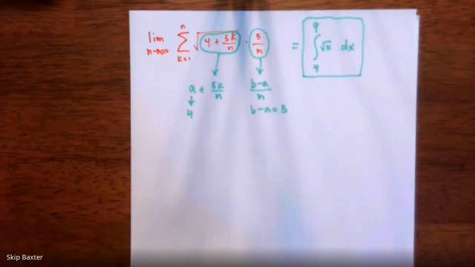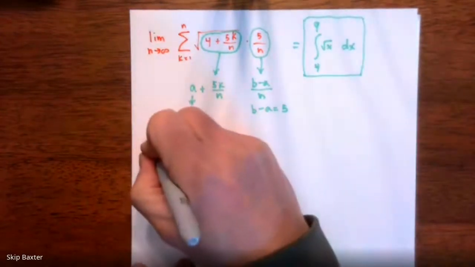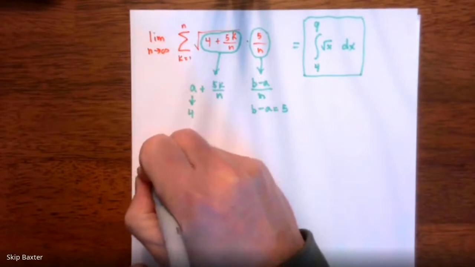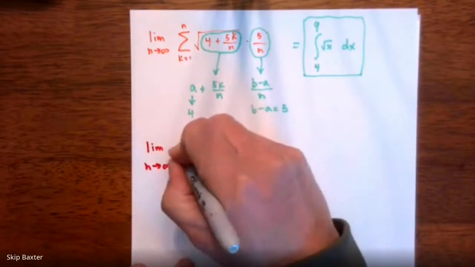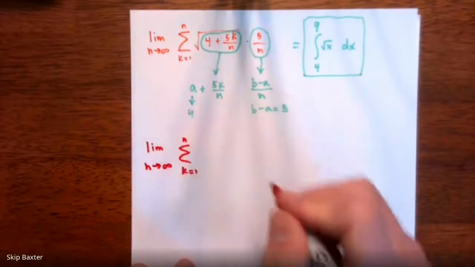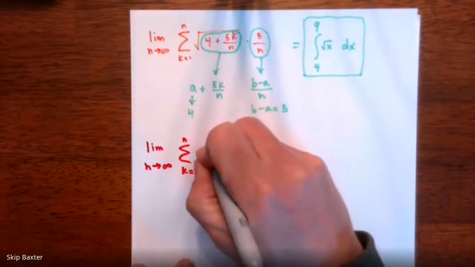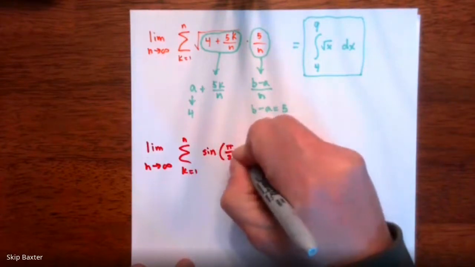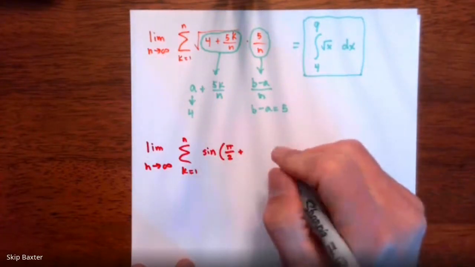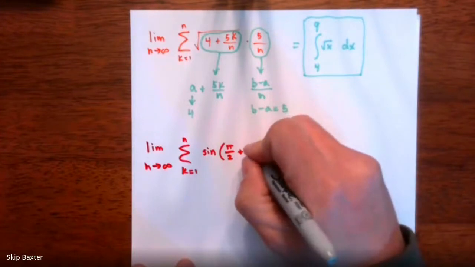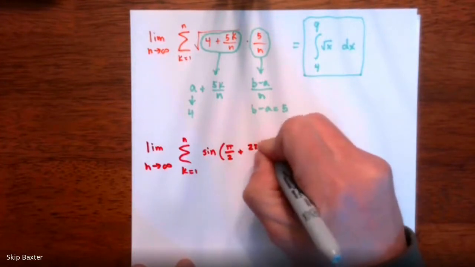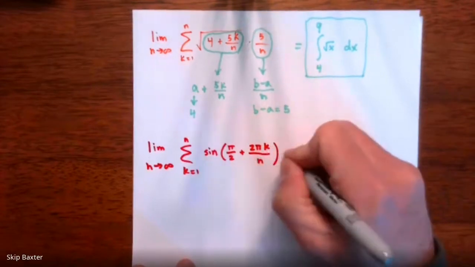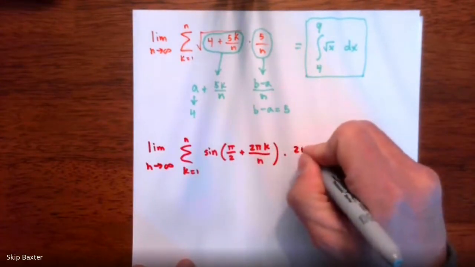Okay, so once you've identified all those parts, that's all there is to it. So what if I had something like the limit as n goes to infinity of the summation k equals 1 to n, and let's say this time it's sine of pi over 2 plus 2 pi k over n times 2 pi over n.